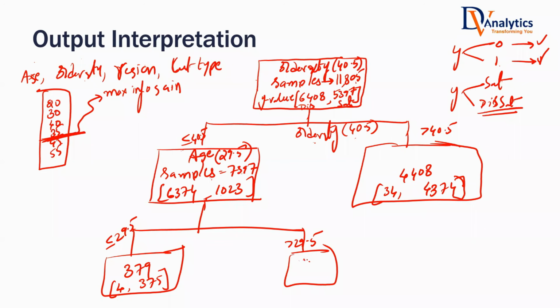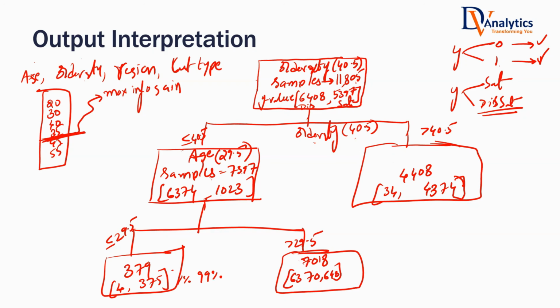Do you agree with that? Yes, sir. Simply, if I say age greater than 29.5, I may have a lot of customers, isn't it? These customers are on two conditions. How many customers are there? 7018. Out of them, how many are dissatisfied? 70, and 6948 are satisfied. Okay. Now come here. 379 customers are there. Out of them, 4 are dissatisfied, 1% dissatisfied, 99% satisfied.